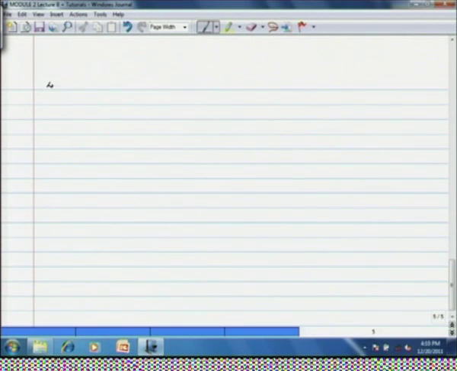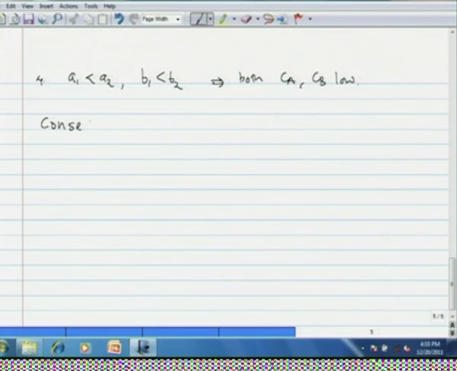And finally, the case where A1 is less than A2 and B1 is less than B2. Now, in this case we have to keep both Ca and Cb low. You can have this by using a CSTR, but with very slow addition of A and B into it, so that at any point of time throughout the progress of the reaction, the net concentrations are small. This is as far as the parallel reactions are concerned.